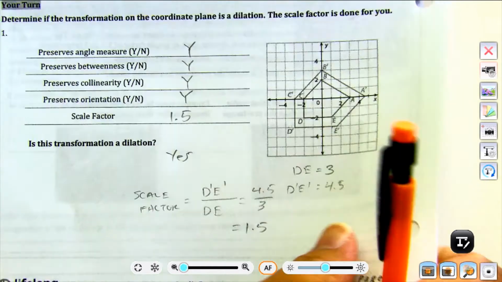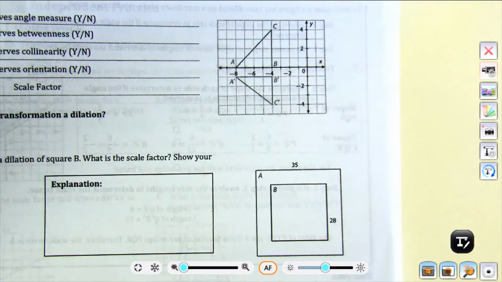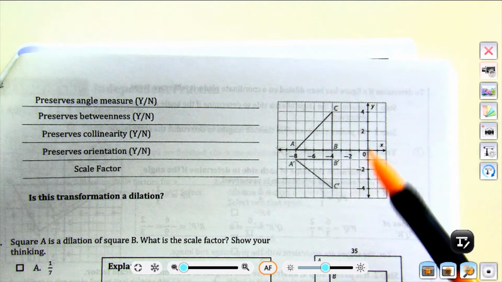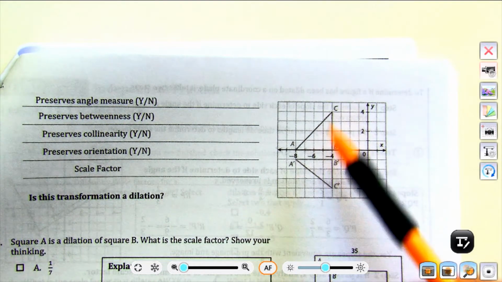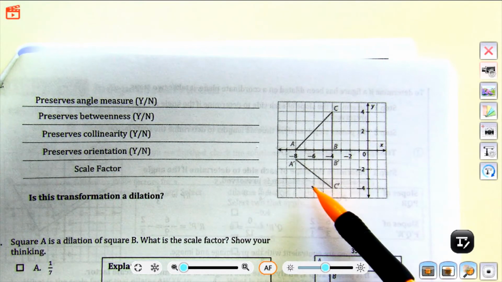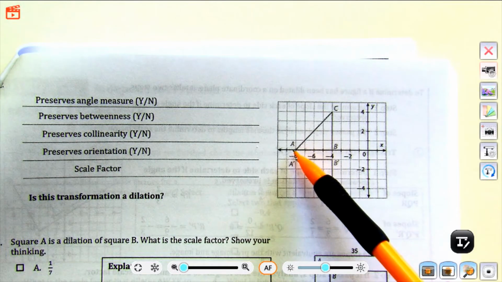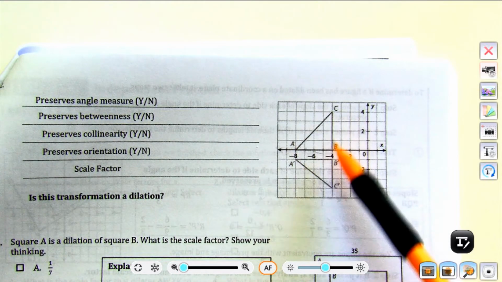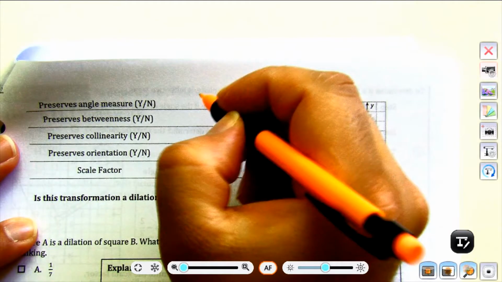Okay, and then problem number 2. So we have the pre-image A, B, C, and then A prime, B prime, C prime. Now, looking at these two, do they have the same angle measures? So we have this one, this triangle looks steeper than this triangle. So I would say no, they don't have the same angle measure.